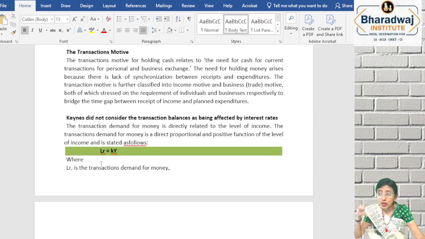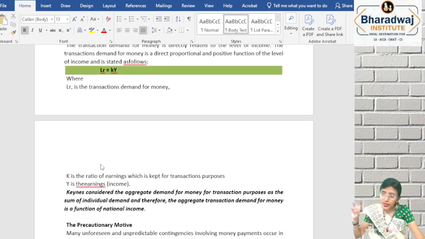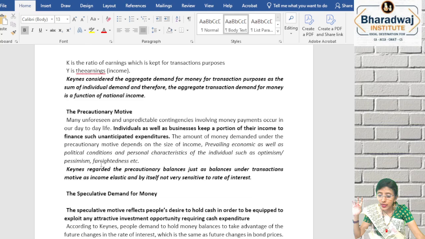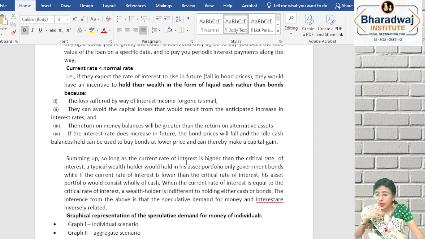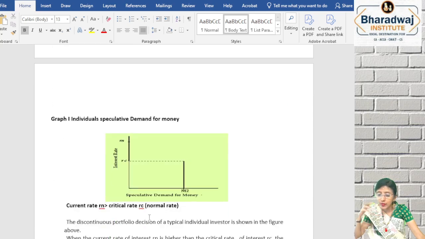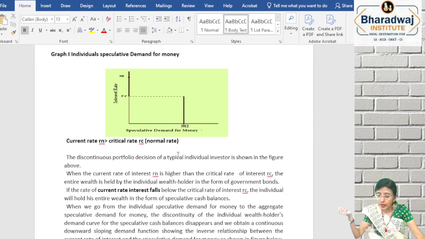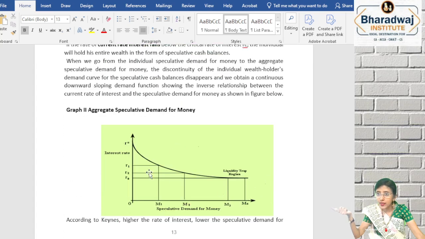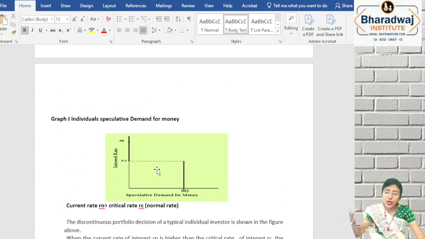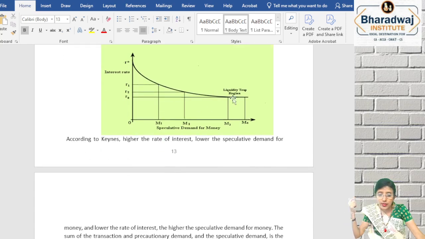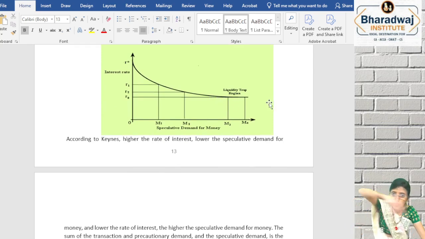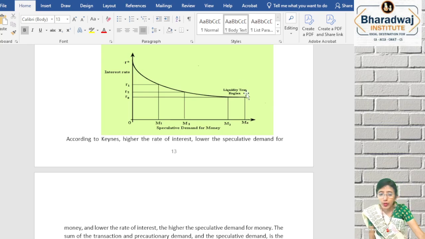So this is a Keynesian understanding. He has also accepted transaction, he has also accepted precautionary, but he has given speculative demand for money. In speculative demand for money, we had 2 diagrams. This relates to individual speculative demand for money, and this is aggregate speculative. They will give the graph. You have to identify whether it is individual speculative or aggregate speculative. I think in the class we did this exercise. This is the liquidity trap. This point, it will be straight, it will not come further down. This point is the liquidity trap.